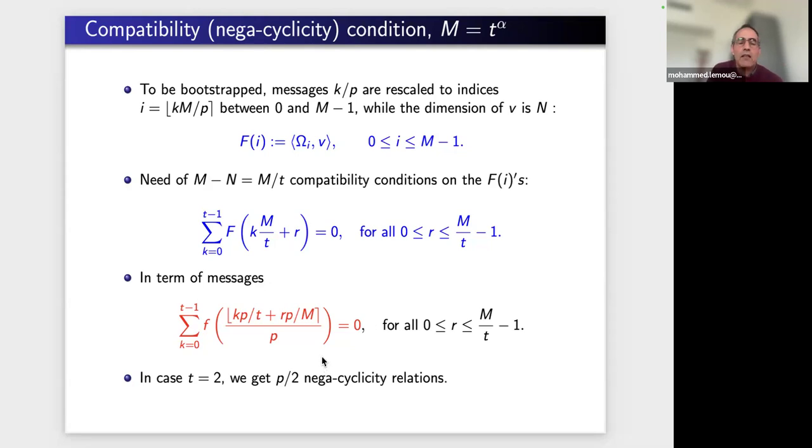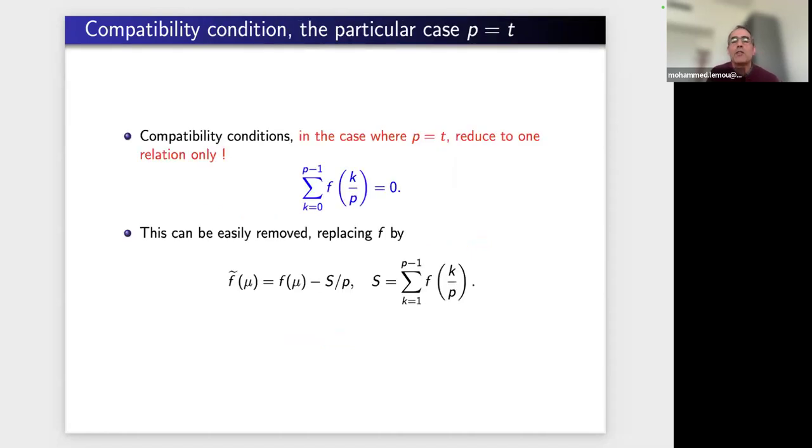And in fact, the difference between the case of t equal to 2 and the general prime power cyclotomic polynomial is the following. In the case t equal to 2, you have p over 2 negacyclicity conditions. This means that half of your message space is equal to the opposite of the other half. Here we can show that this is not the case in general. For example, if you choose p, the number of messages, equal to t, then you have only one compatibility relation, which is this one.